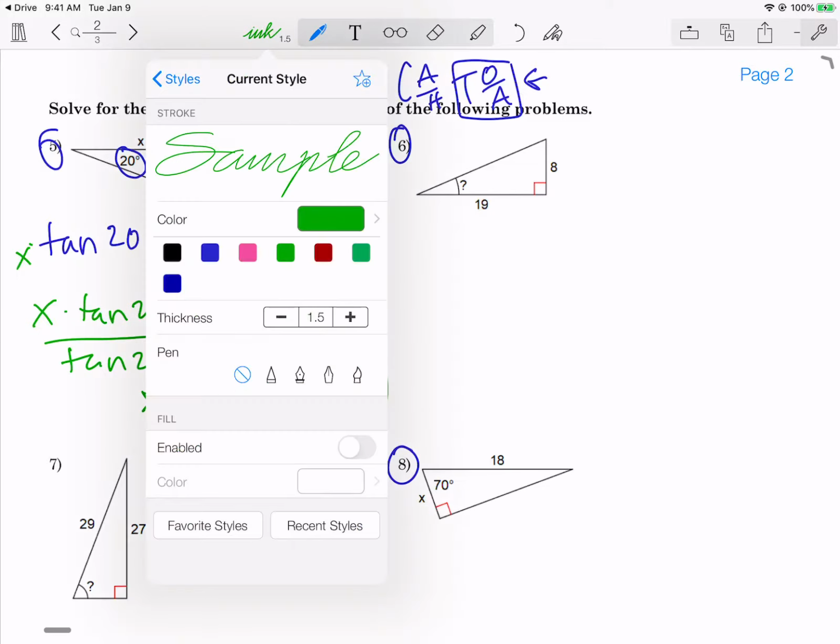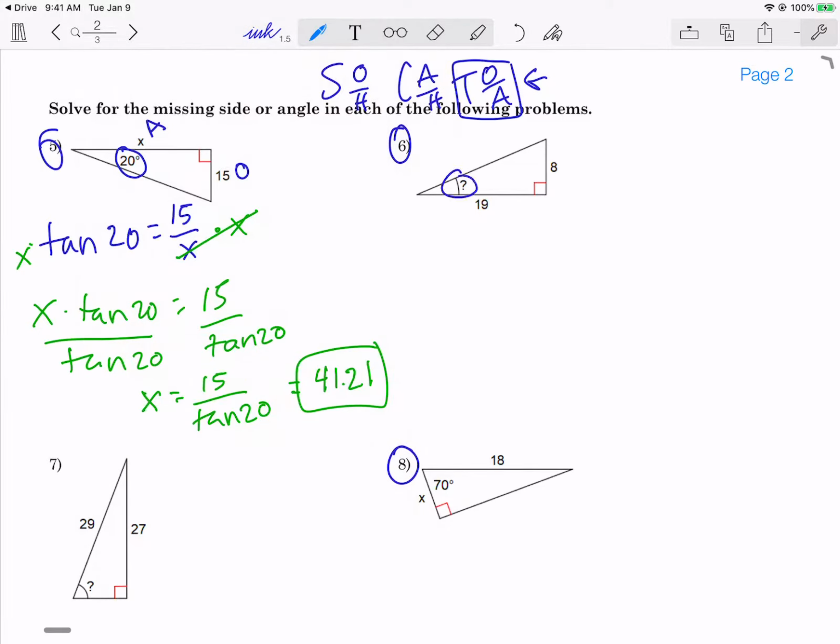Moving on to the next one. I'm going to switch back to blue. Circling my angle. What's opposite of my angle? It's opposite. What's next to my angle? It's adjacent. There is no hypotenuse. There's nothing labeled on the side opposite of this right angle. So I've got another tangent problem.